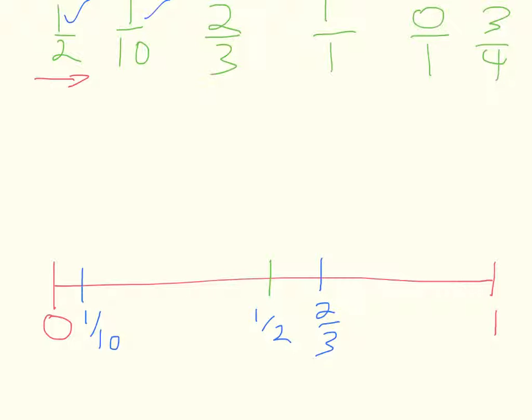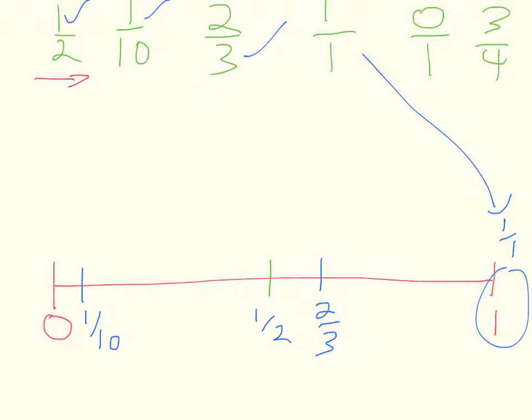2/3. 2/3. Cool. 1/1, I gave away the answer to. 1/1 just represents 1 whole, which is just here. So 1 whole would be here. So if you put 1/1 like that, cool beans, jelly beans.